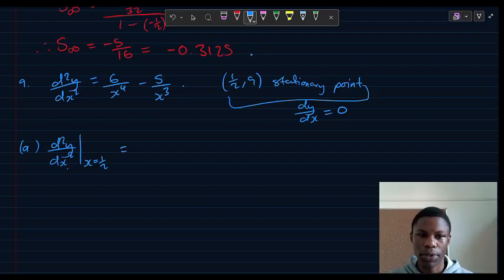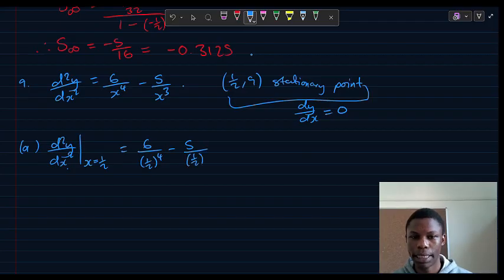Okay, so substitute x with 1 over 2: 6 over (1 over 2) to the 4 minus 5 over (1 over 2) to the 3. This is equal to 6 over (1 over 2) to the 4 minus 5 over (1 over 2) to the 3.